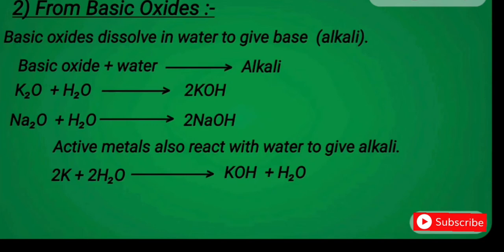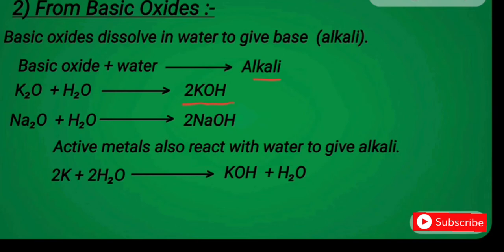Basic oxides dissolve in water and give a base or alkali. Basic oxide plus water produces alkali. K2O is a basic oxide because it is the oxide of a metal, and all metallic oxides are mostly basic in nature. K2O, when it reacts with water, produces potassium hydroxide, and potassium hydroxide is an alkali.